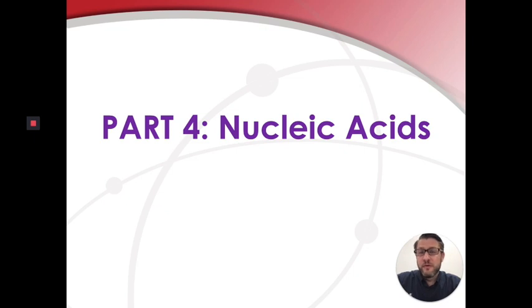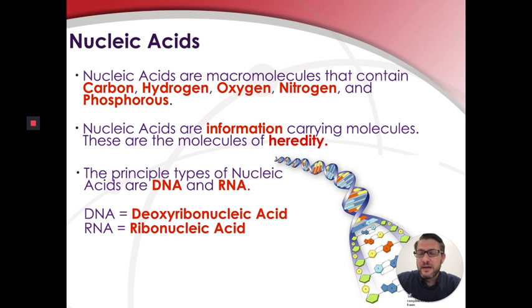This is part 4 of the 2.4 notes on macromolecules, and this is our final macromolecule, the nucleic acid. Nucleic acids are long macromolecules made from carbon, hydrogen, and oxygen, like all the other macromolecules, but also nitrogen and phosphorus. Here we're introducing a fifth element, that is phosphorus.